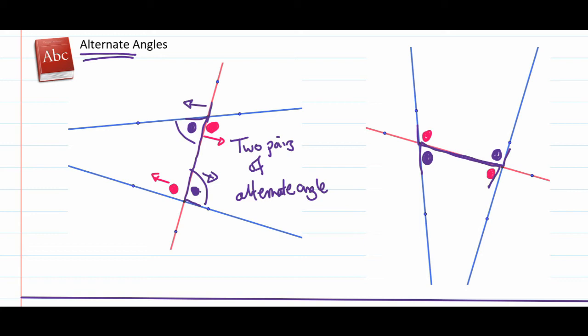Now, a common error, which we're not going to make, is some people look at these ones above the pair of lines. Okay, they don't count in our definition. For this particular definition, we're only interested in the ones inside the pair of lines that are being crossed. So there are two pairs of alternate angles.